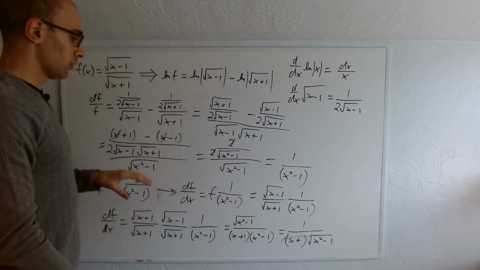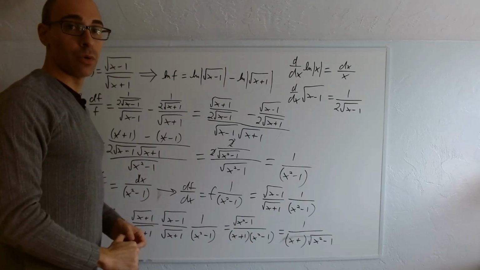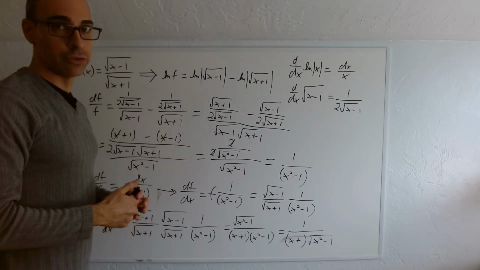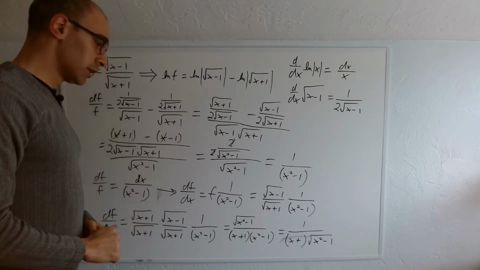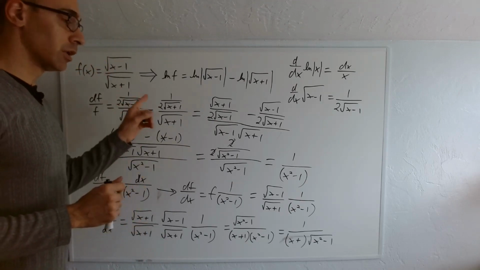So we got the same answer doing it this way versus doing the quotient rule. You pick which one is your favorite. I really prefer the natural logarithm method. Okay, we're going to move on to the next problem. I'm going to clean off the board first.